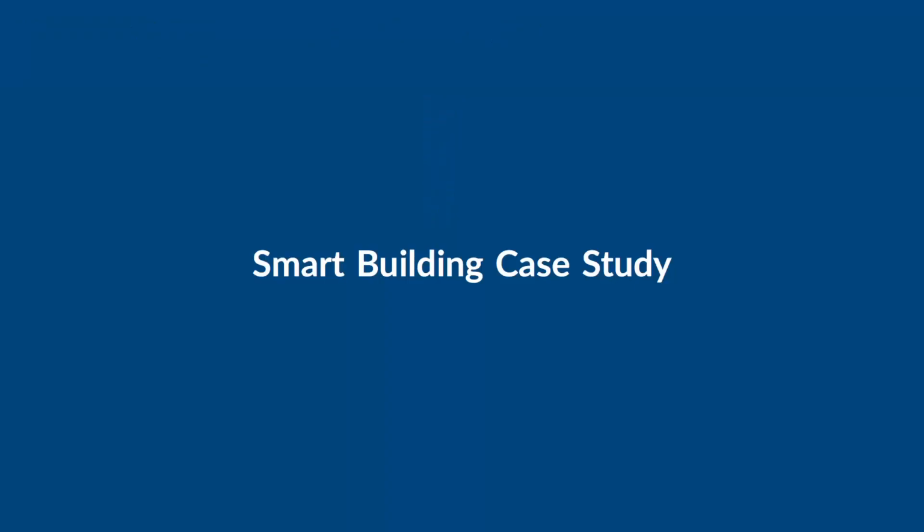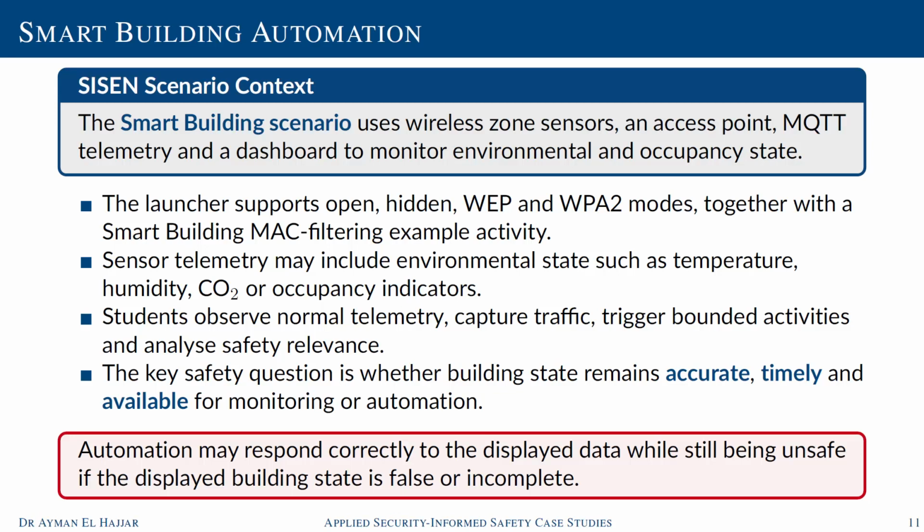We move now to the smart building case study. In smart building automation, the scenario uses wireless zone sensors, an access point, MQTT telemetry, and a dashboard. It monitors environments and occupancy state. The main safety question is whether the displayed building state remains accurate, timely, and available for monitoring or automation.